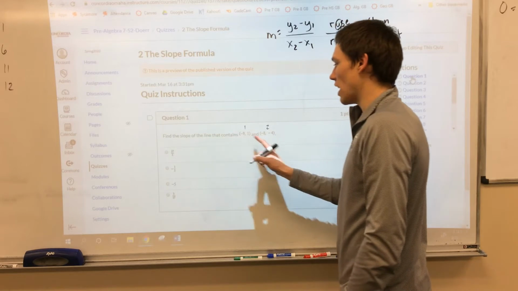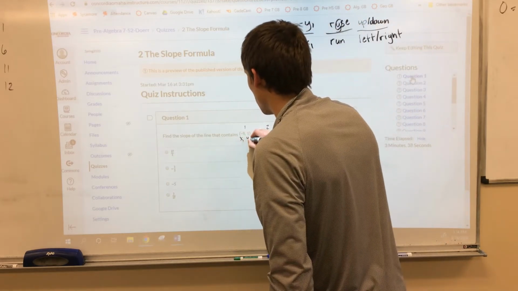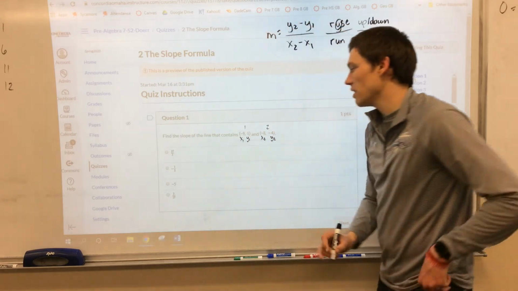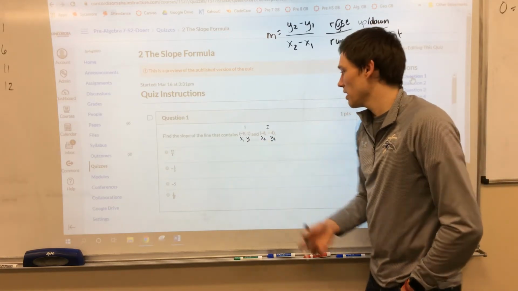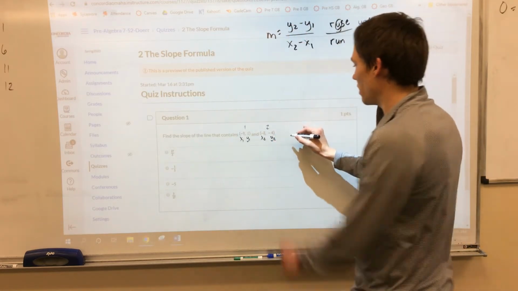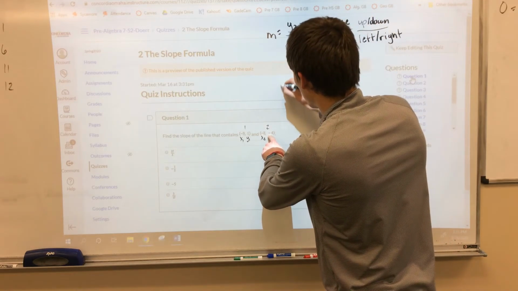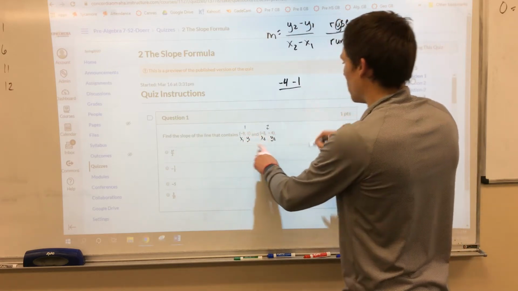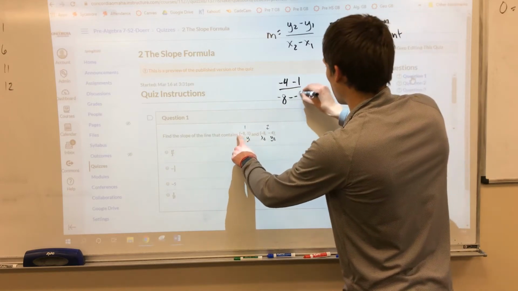Remember, it goes x, y, x, y. And if these are the ones, that means this is x1, y1, x2, y2. Again, I could have made these x2, y2 and made these x1, y1. It doesn't matter. So here it says y2 minus y1. So y2, which is negative 4, minus y1 all over negative 8 minus negative 9.